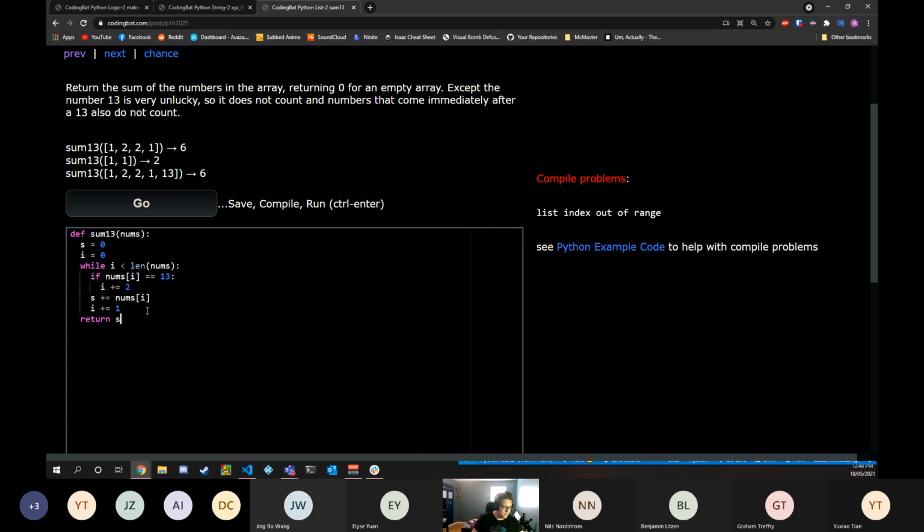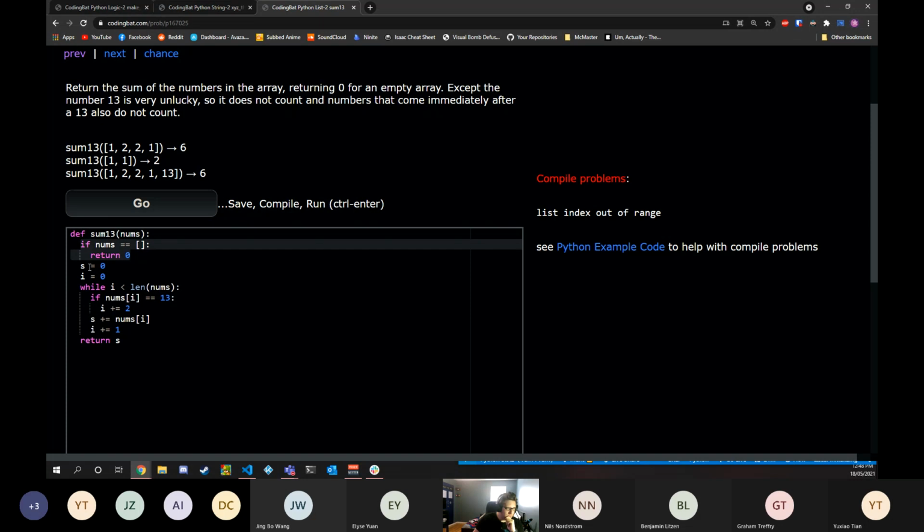List index out of range. Why is the list index out of range? Yes, I forgot the first sentence. Return 0 if it's an empty array. I can do that. If nums equals empty, return 0. List index out of range. What has triggered this? Because if it's empty, it shouldn't have an item 0.